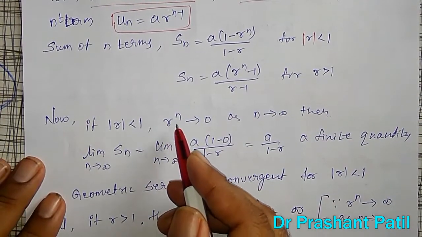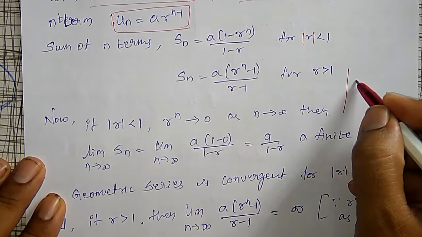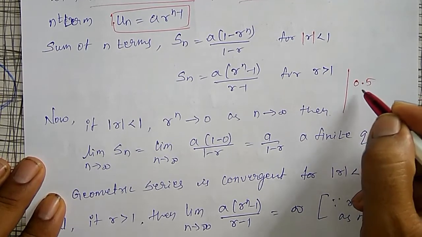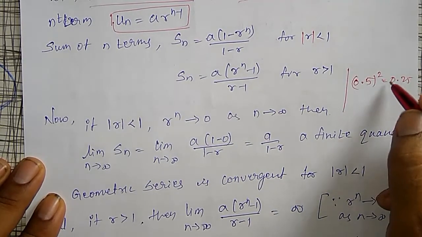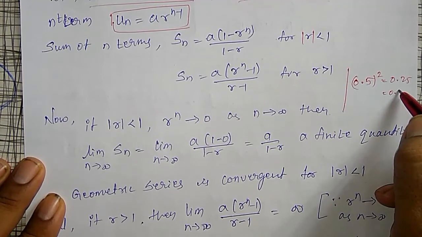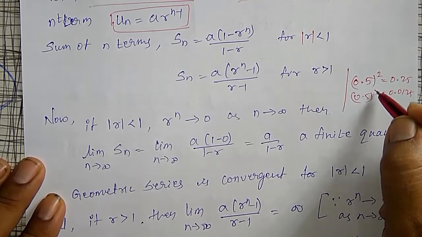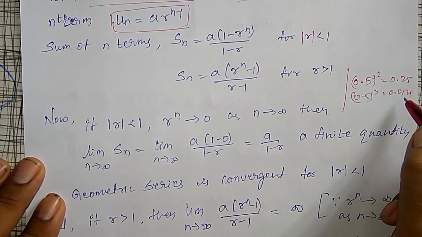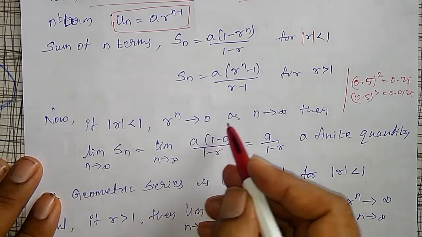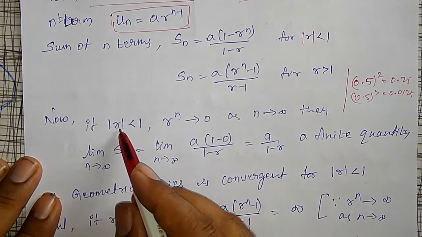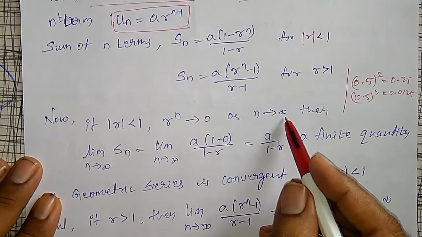Then here r to the power n, for example, if r is 0.5, its square will become 0.25, again its cube will become 0.125. Like that, as n increases, the power increases, it tends to a smaller number. Therefore, r to the power n tends to 0 as n tends to infinity, provided modulus of r is less than 1, then only r to the power n tends to 0 as n tends to infinity.